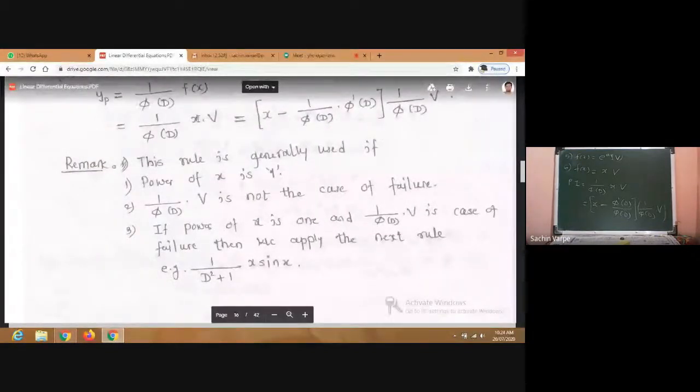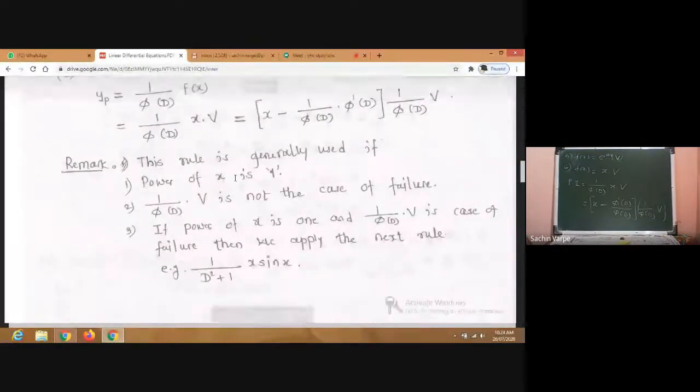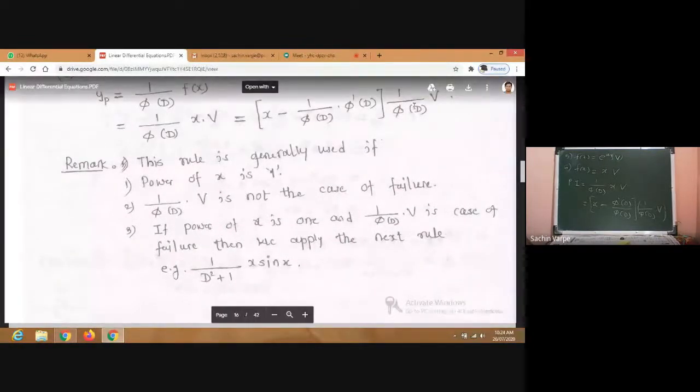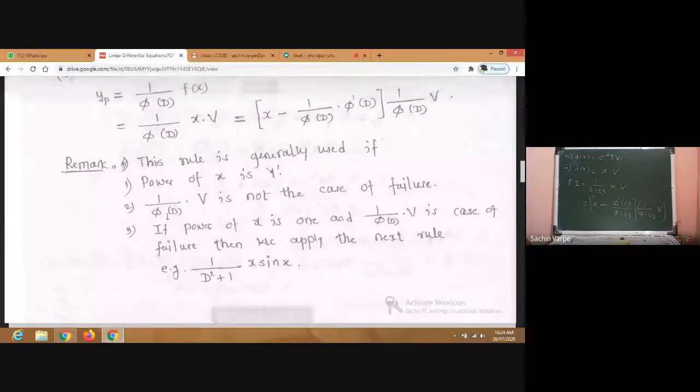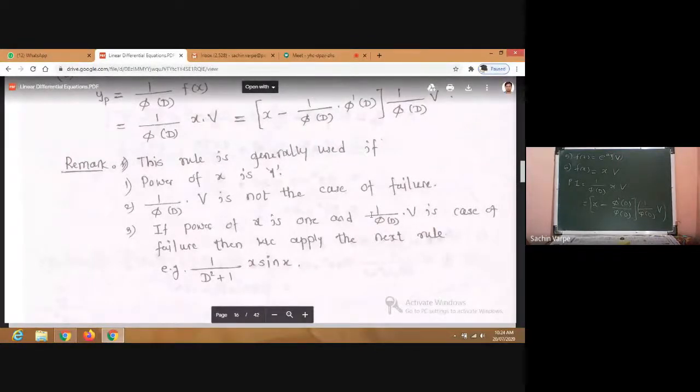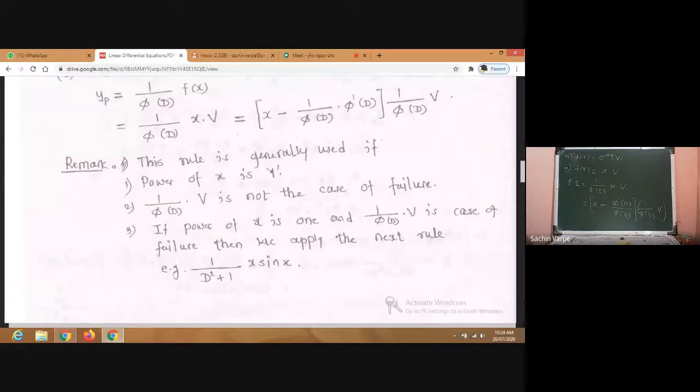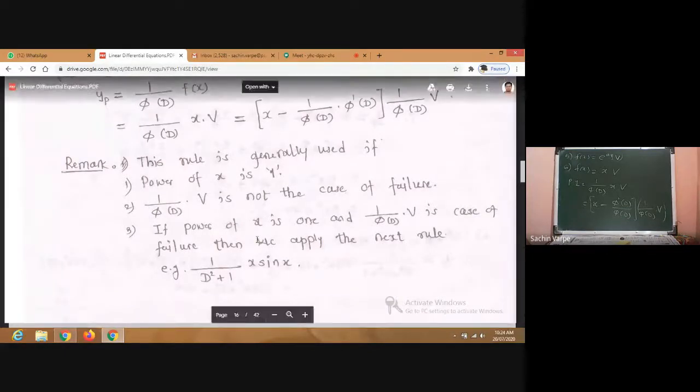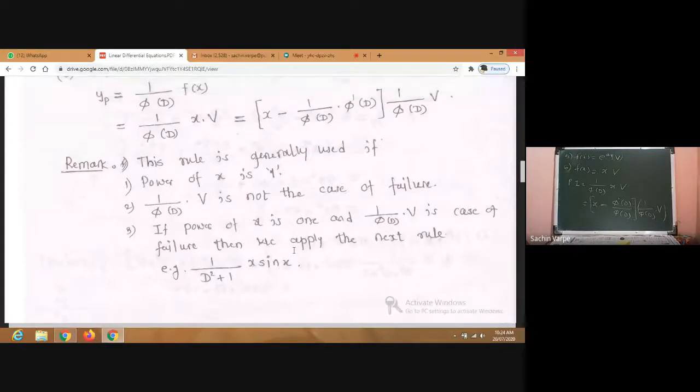This case, x into v case, is generally used if the power of x is 1. If the power of x is not 1, then we cannot use this case. If the power of x is 2, x square into v, then we cannot use this case, isn't it? So it is restricted. Then 1 upon phi of d into v should not be the case of failure. If this case fails, then we cannot use this case. We have to go to the next case. If the power of x is 1 and 1 upon phi of d into v is the case of failure, then we apply the next rule.